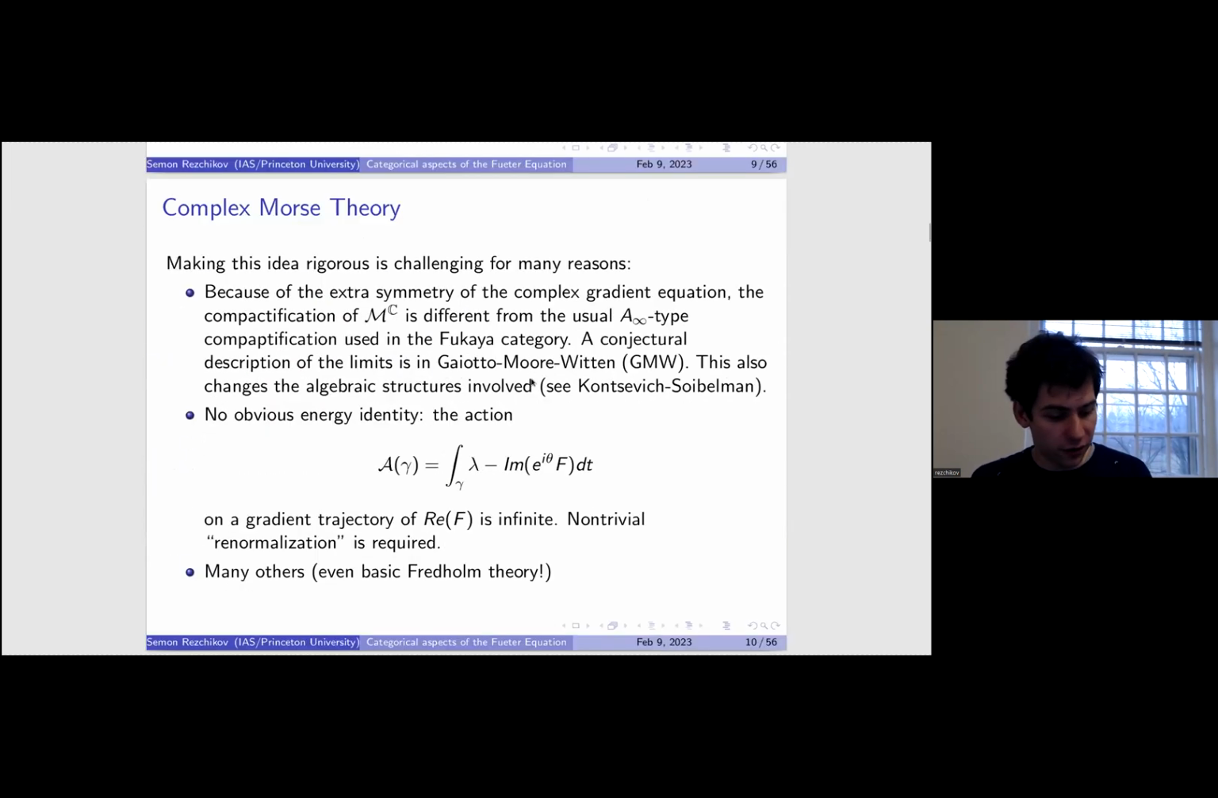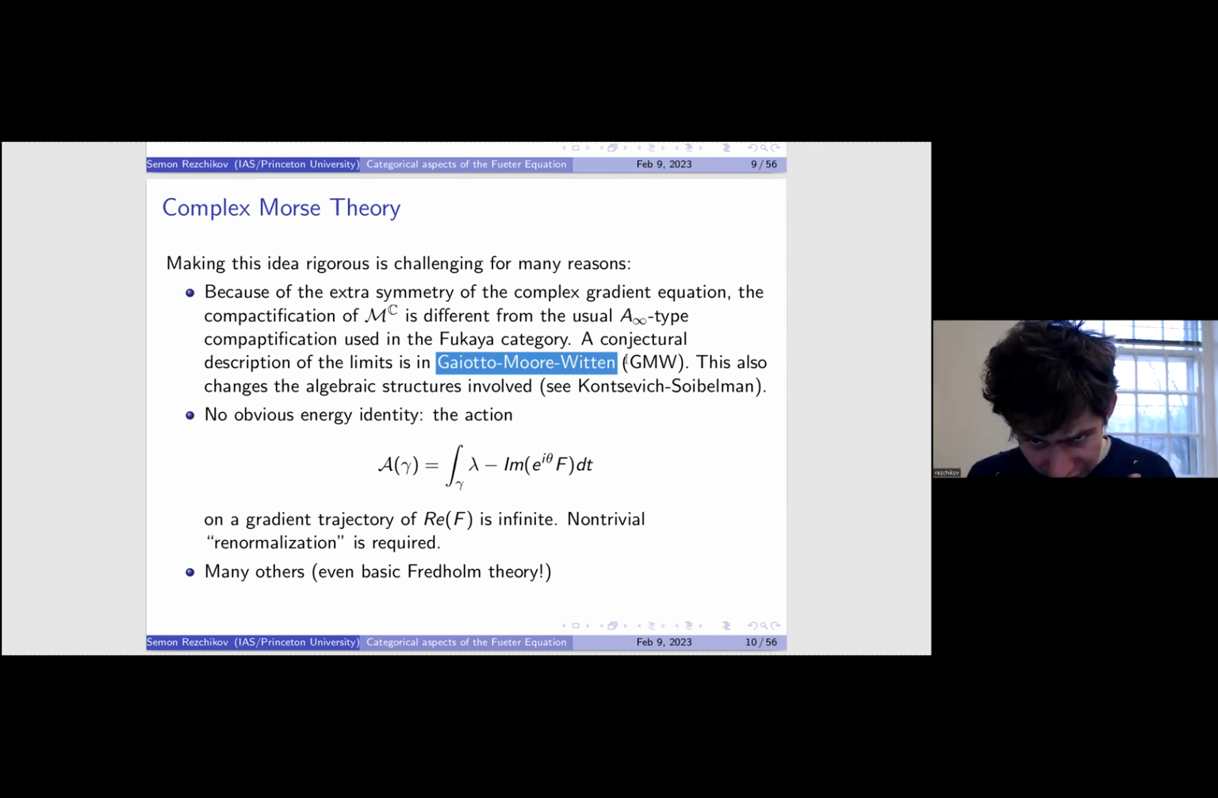Okay, so there's a bunch of reasons why this is challenging to make rigorous. The first reason is that the complex gradient equation has this extra symmetry. The compactification of the space of complex gradient trajectories, done in the way that I wrote down, is pretty different from some kind of A-infinity compactification. There's a conjecture about this compactification in Gaiotto-Moore-Witten, and then it's reformulated in some other way by Kapranov, Saito and Soglin. There's still an open problem to really show that these compactifications are correct.